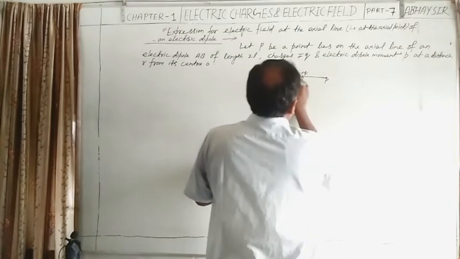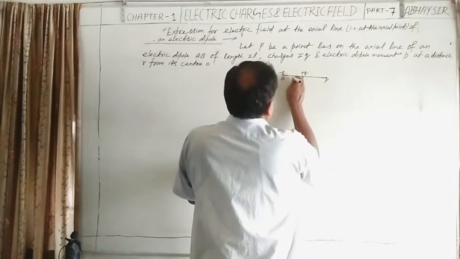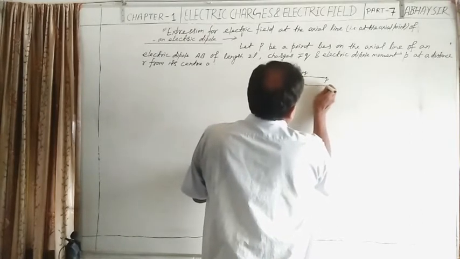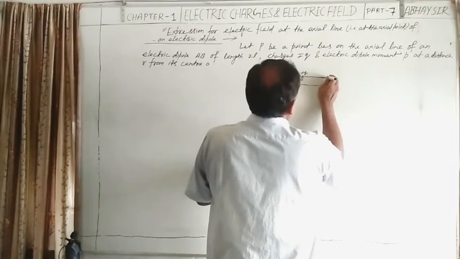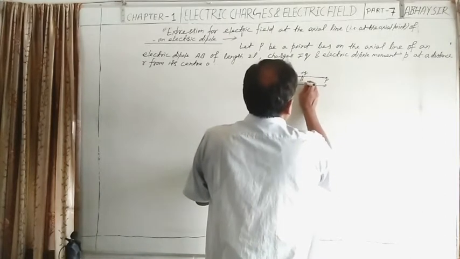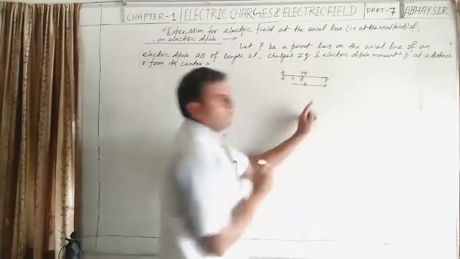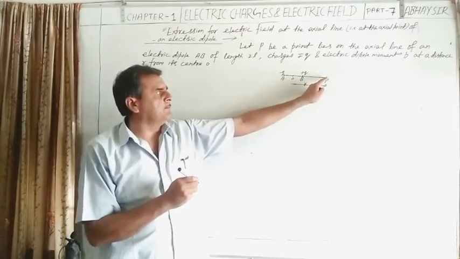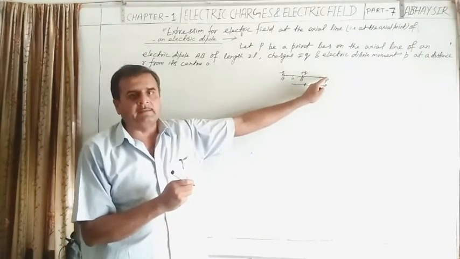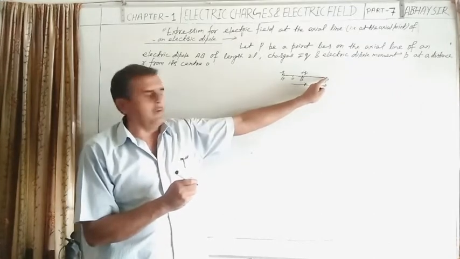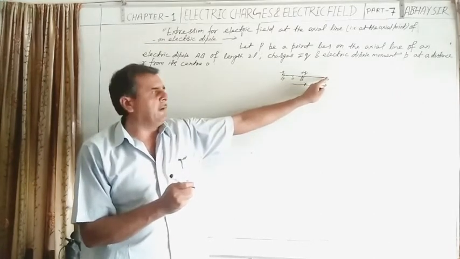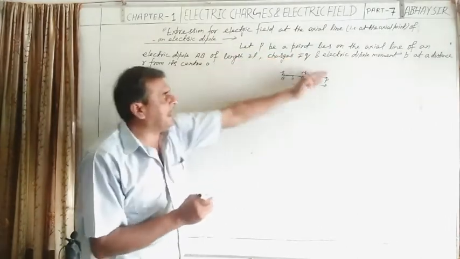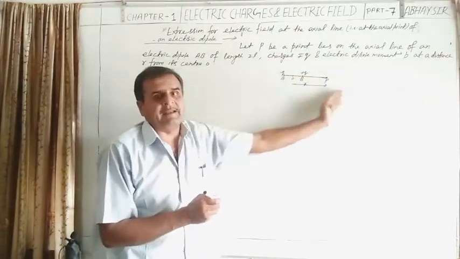This is point P at distance r from the center. This distance is r, axial point is P. To calculate the electric field intensity at point P, we can suppose a unit charge, plus 1 microcoulomb, at point P. This point P is called the axial line because it lies on the axis of the electric dipole.